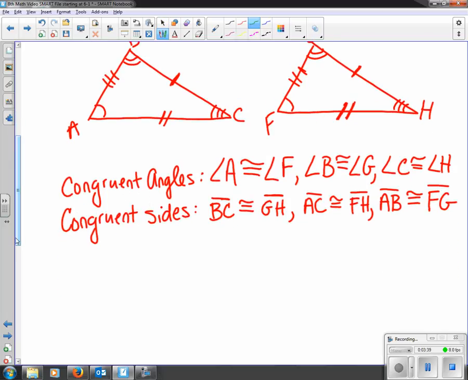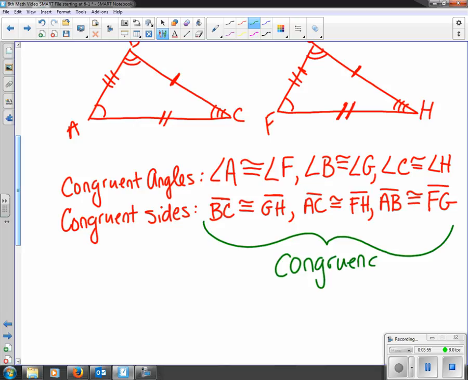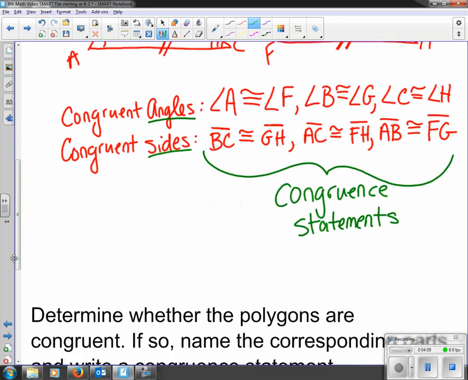Now, what I just wrote here, all of this stuff, that's called your congruence statement. We wrote one for the sides and we wrote one for the angles. There's two of them, so statements. So that's how you line things up and organize them.